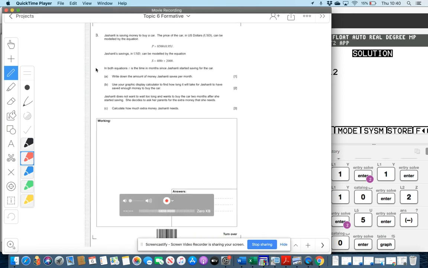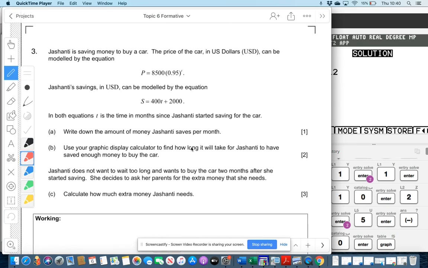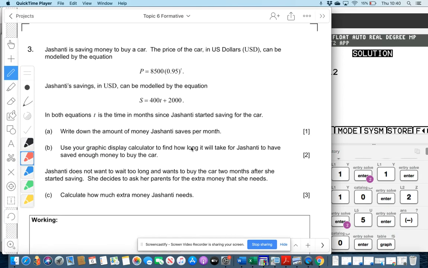Okay, this next question, I think we're going to have to do some work on the calculator. You're given 2 equations here. I can put this function into y1 and this function into y2. Let's try and answer the first question, though, before we do that. Jashanti saves some money. How much is it every month? Well, you look at this equation, and it's actually the gradient. It's a rate. So that rate is 400 per month.